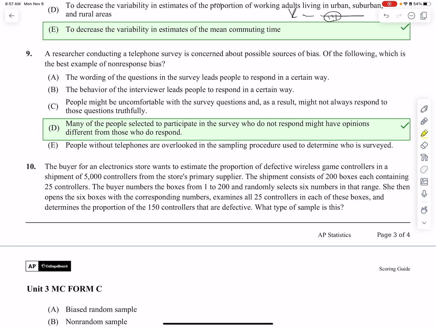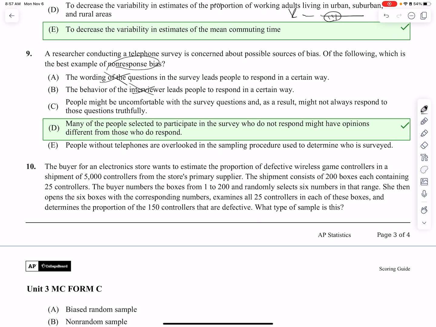Number 9, the researcher conducting a telephone survey is concerned about the possible source of bias. Which of the following is the best example of non-response? So the wording of the question, no, non-response means there's no response. So no. The behavior of the interviewer, no. It has to be no response.